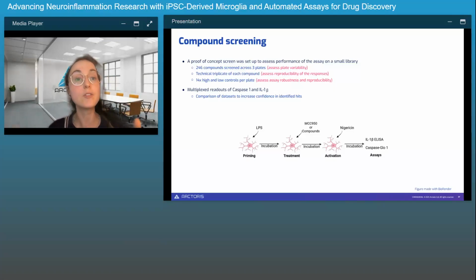Each compound was run in technical triplicate to see if there was any variation across the same plate. And we also used a high sample number of high and low controls. As I mentioned at the beginning, we did a multiplex readout of these same samples with caspase-1 activity and also with interleukin-1 beta using an ELISA, just to make sure that those positive or negative hits were actually true and not false positives.